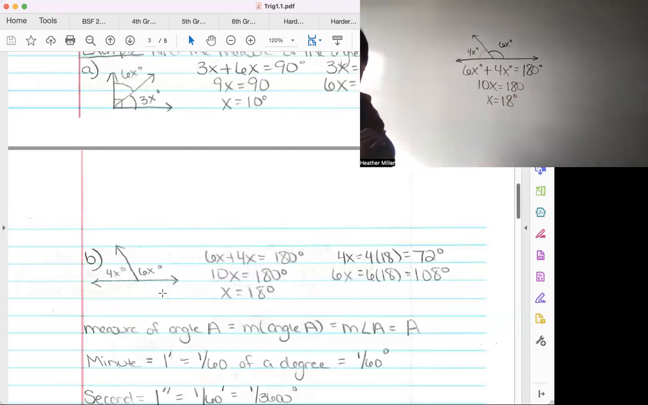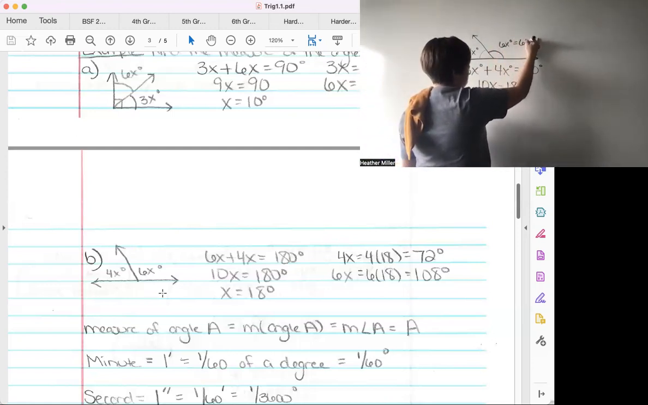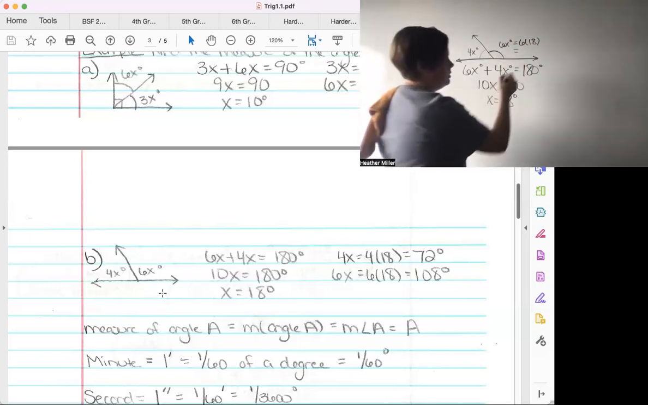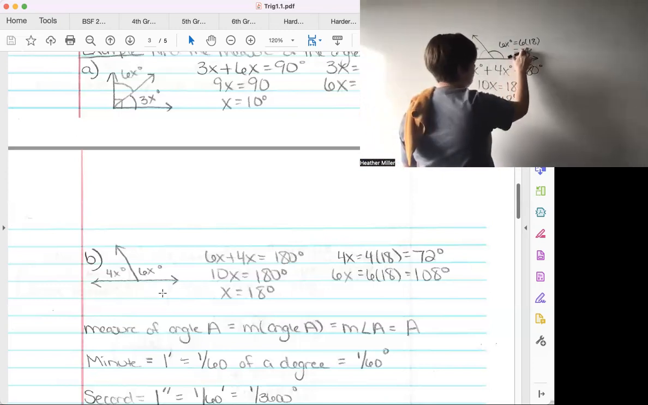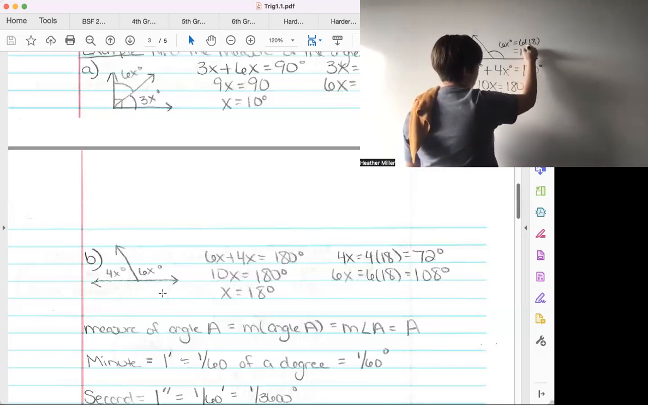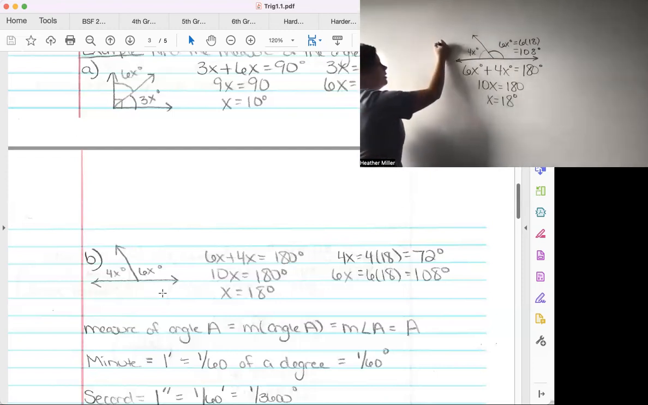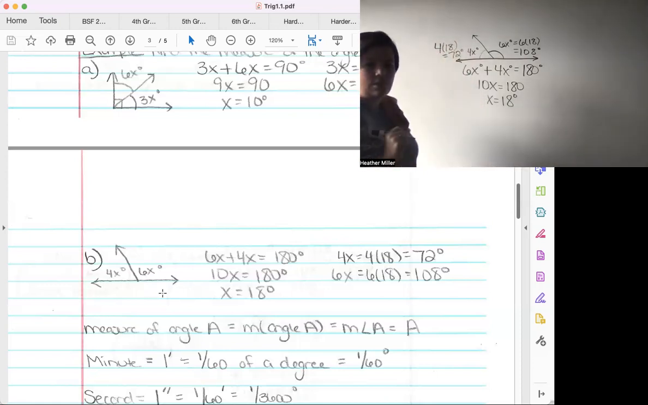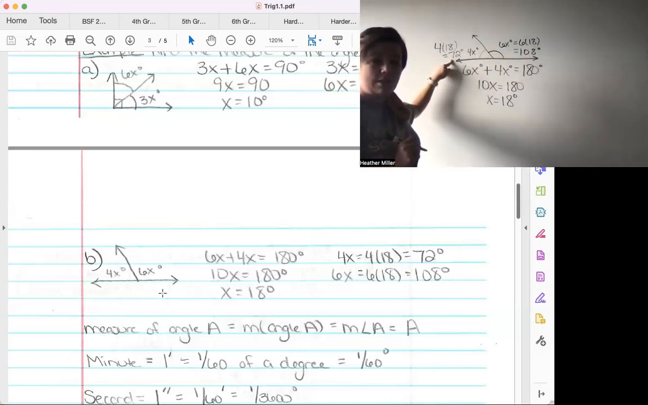And if x equals 18 degrees, and this first angle is 6 times x, that would be 6 times 18, which is 72 degrees. Yeah, no, 108 degrees, excuse me. 108. Similarly, over here, we would have 4 times x, which is the 18. That's where we get the 72 degrees. And you can kind of check yourself in that 108 plus 72 does give us 180.